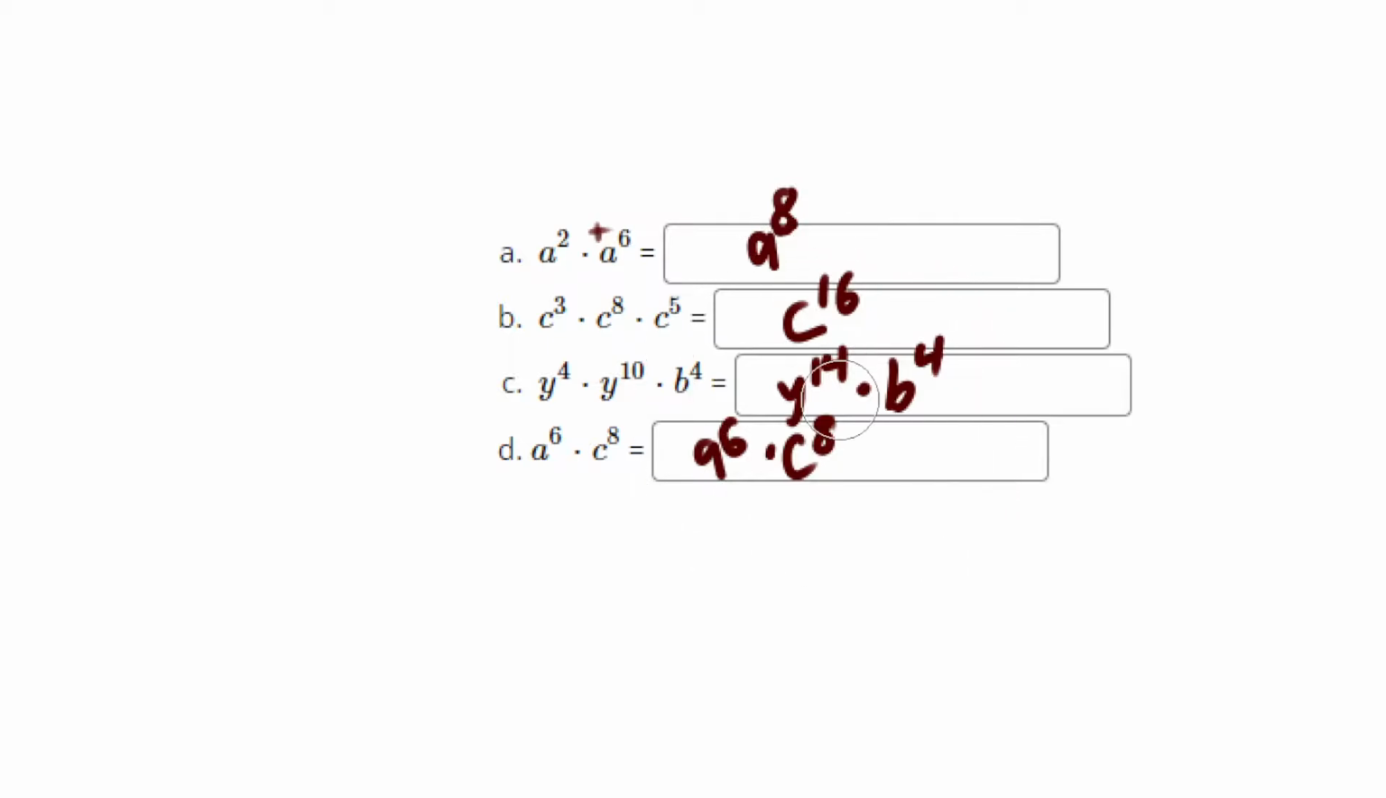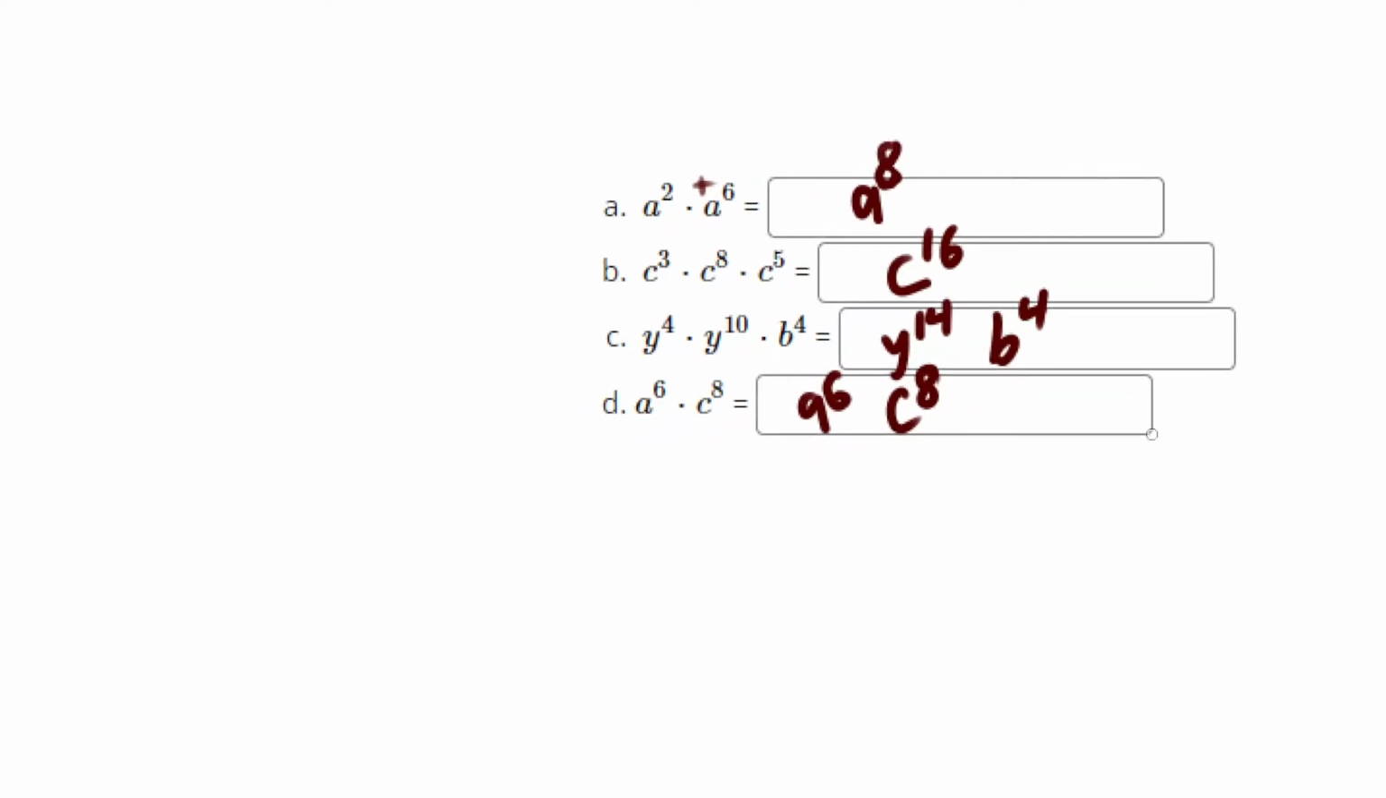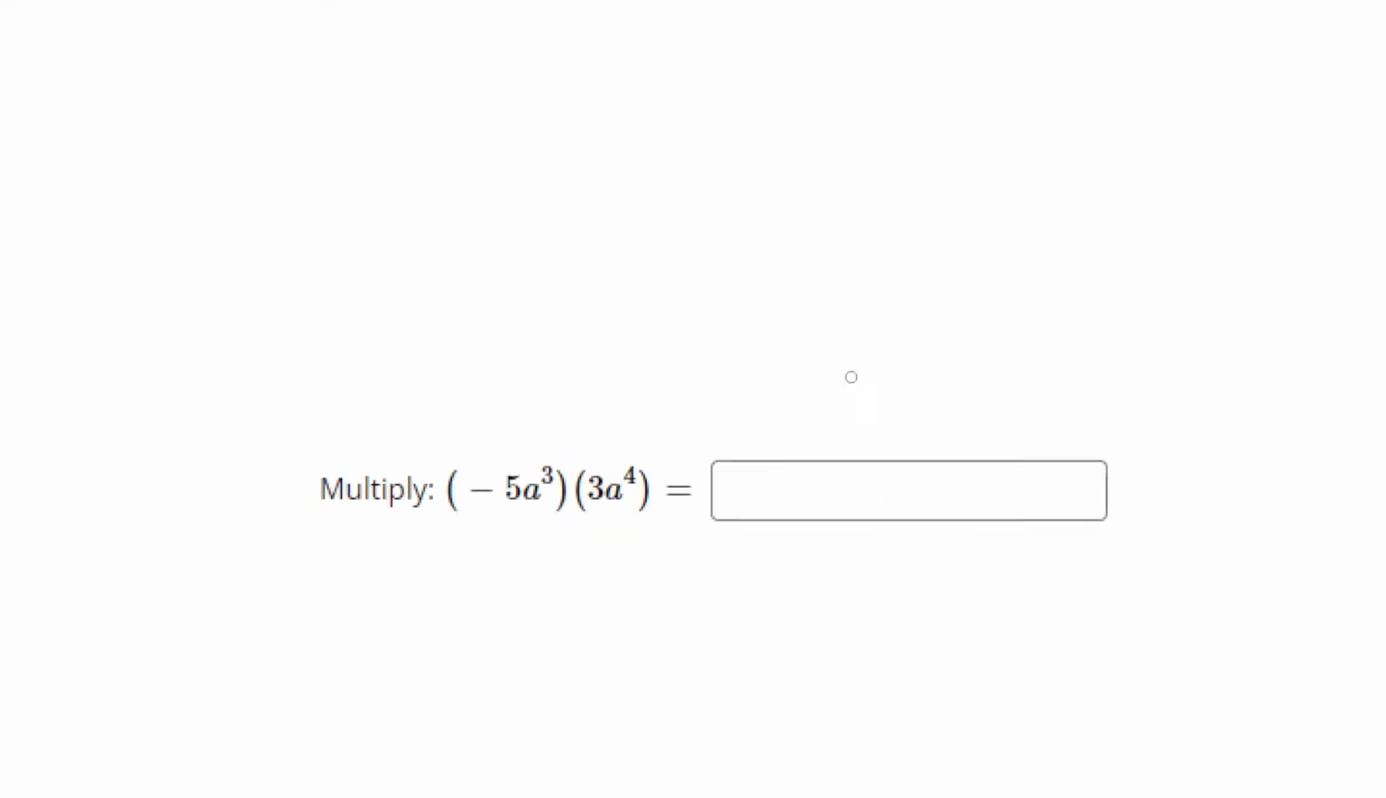Now, I don't remember how Lumen wants this. It may not want this multiplication sign in between. That's perfectly fine. You don't even need the multiplication sign for it to be valid.